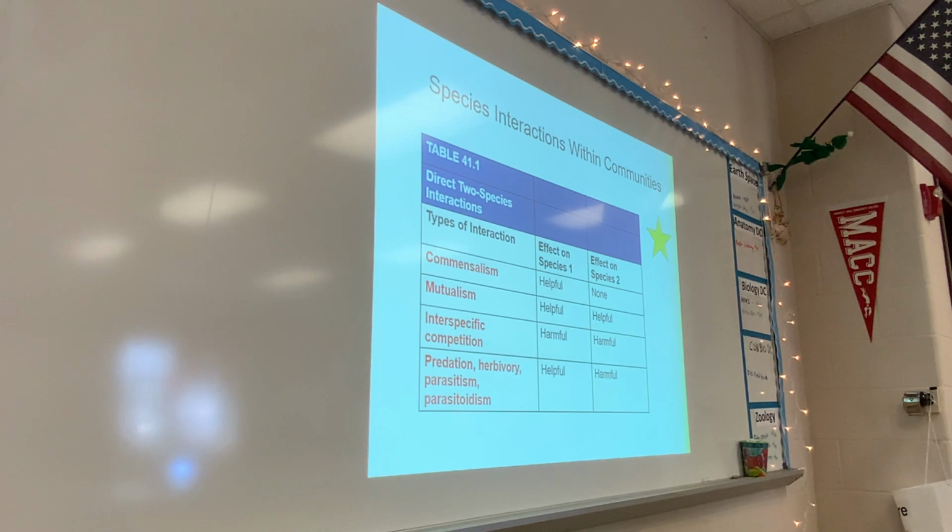Commensalism is where one is getting a benefit and the other is not getting anything. It's not being helped, it's not being harmed, nothing's going on. Interspecific competition is when both are getting hurt and it's more of a competition than any kind of benefit. And then predation, parasitism, parasitoid, is when one is getting a benefit and the other is getting harmed.